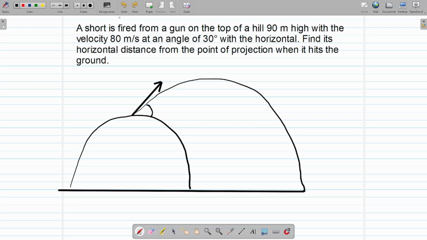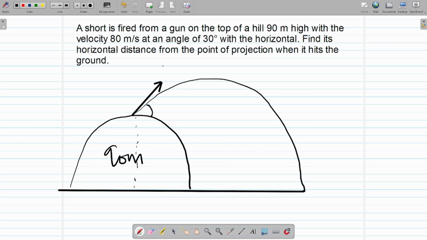Today we're going to be answering this question on projectile motion that says a shot is fired from a gun on the top of a hill 90 meters high. So the distance from the ground to the top is 90 meters, which is the height. And then it also says that with the velocity of 80 meters per second at an angle of 30 degrees with the horizontal. Find its horizontal distance from the point of projection when it hits the ground.